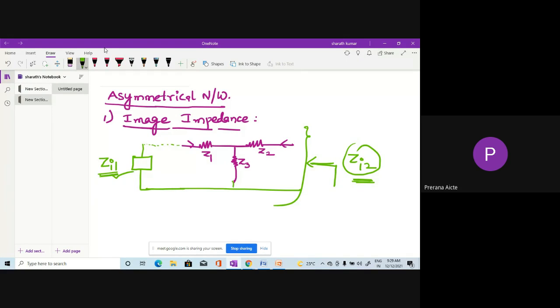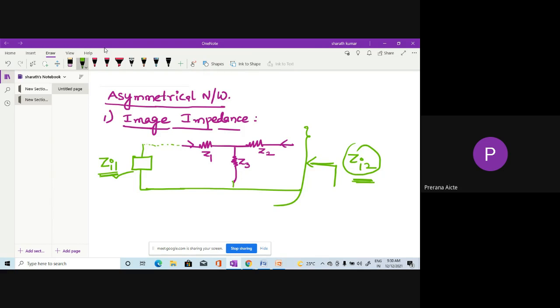If I connect a load here, ZI2 as a load, then I was calculating the image impedance as ZI1 for this entire network. So how to find the image impedance of that particular network, we will see now. How to calculate image impedance: it is nothing but when we have a load at port 2, the name of that load is ZI2. For the mathematical purpose, I'm taking ZI2. So you are calculating the image impedance of that entire two-port network, named as ZI1.